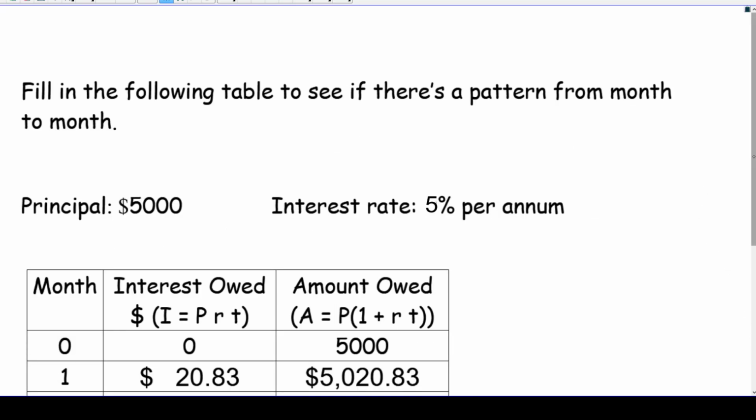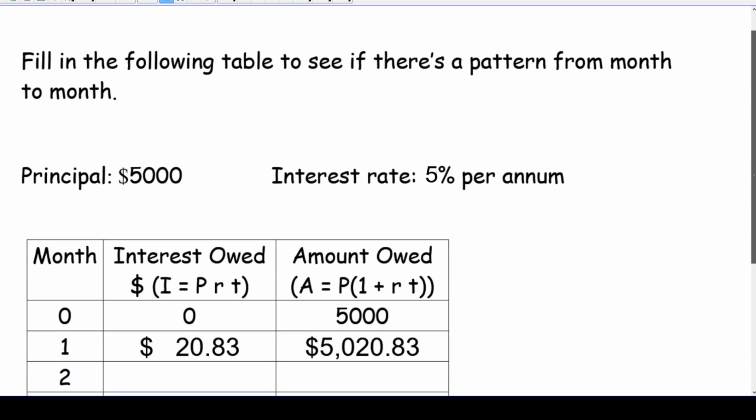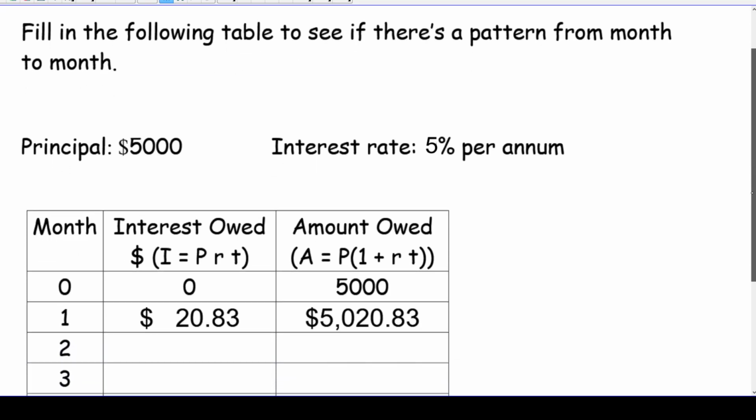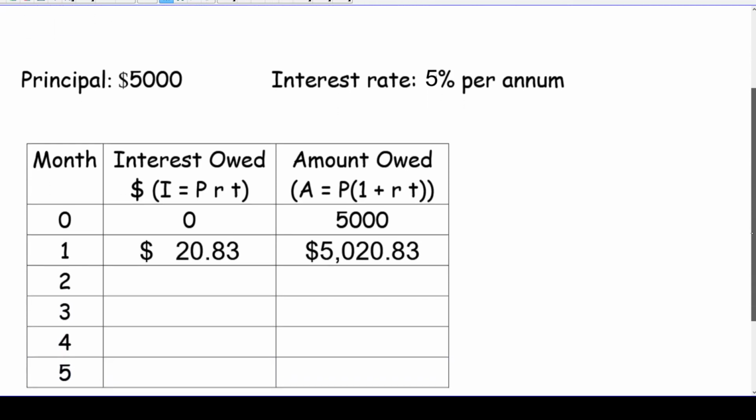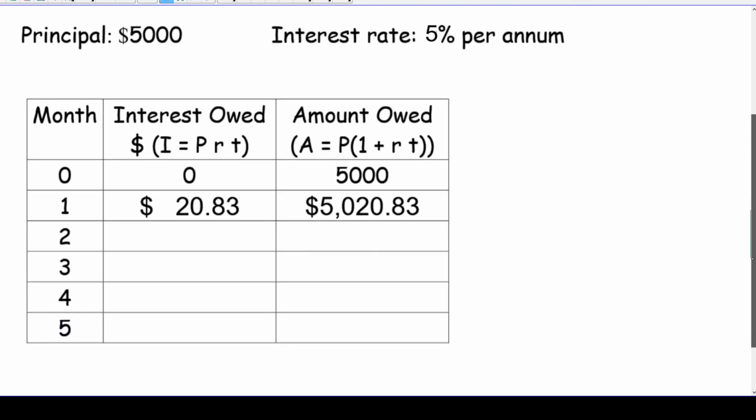So I want to look at month per month. How does the amount of money that you owe change as the months go by? They did ask us to figure out how much we would owe after 5 months and after 12 months. We're definitely going to do the 5 month because that's what this table goes up to. So the way this table is set up is you've got month 0, month 1, month 2, all the way up to 5, and then you have your interest owed. At the very beginning, you're investing $5,000. You don't owe any extra interest immediately. But after 1 month has elapsed, you're going to owe that $20.83.